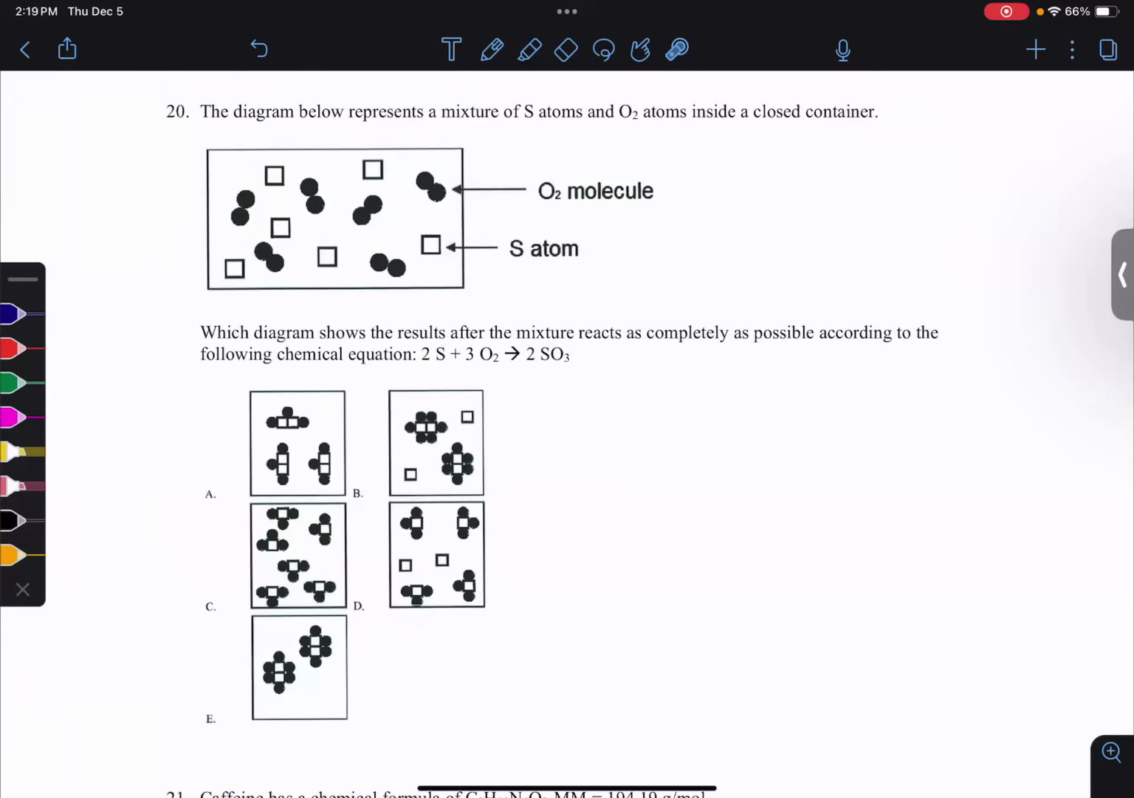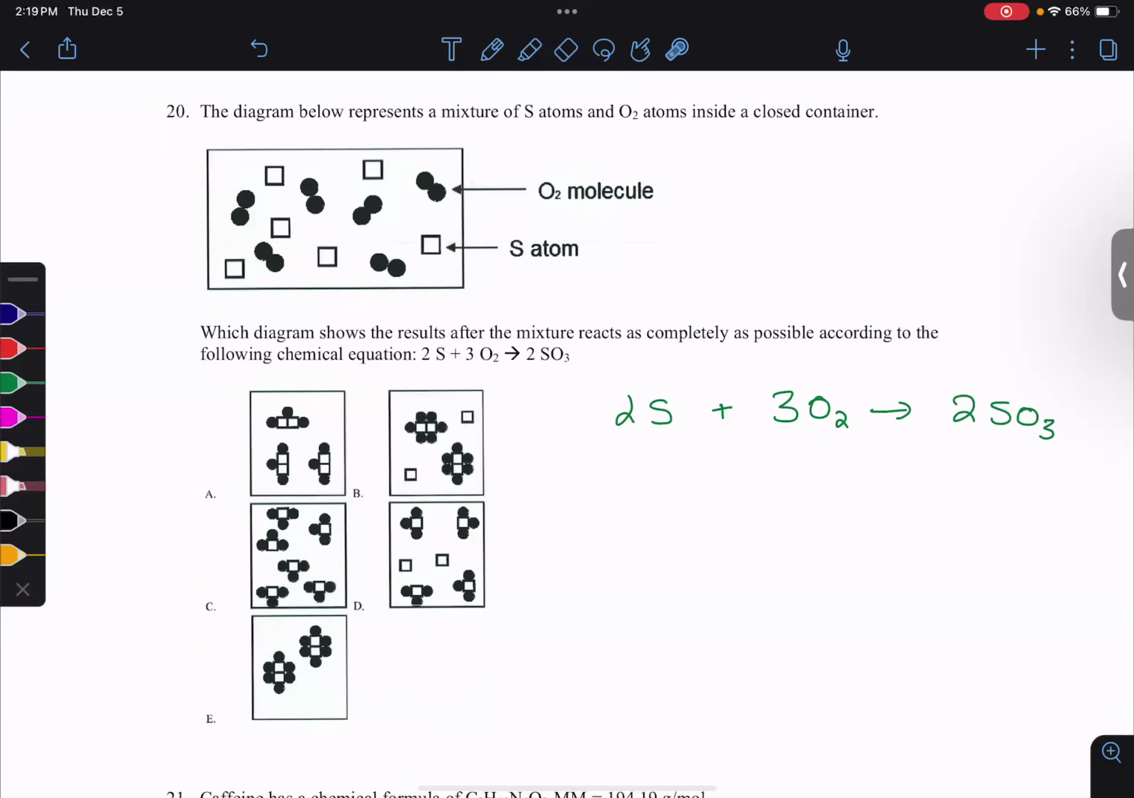All right, so here we have a diagram of a mixture between sulfur atoms and oxygen atoms inside a closed container. Here is the reaction: 2 S plus 3 O2 gives us 2 SO3. Which diagram shows this? So I want to count how much of each thing I have. There's a couple ways I can do this.